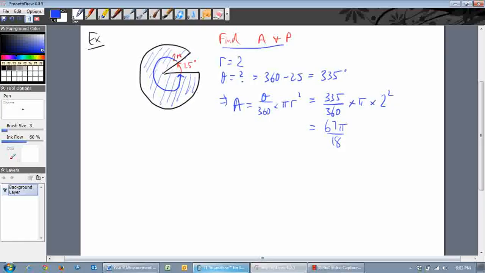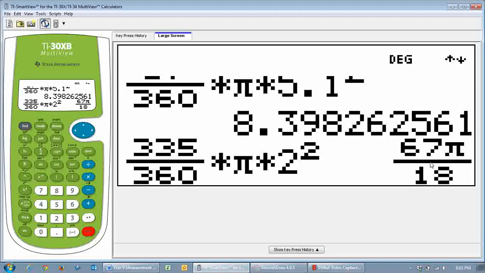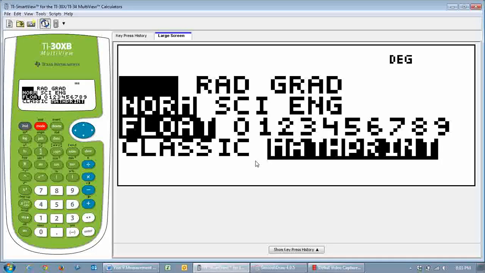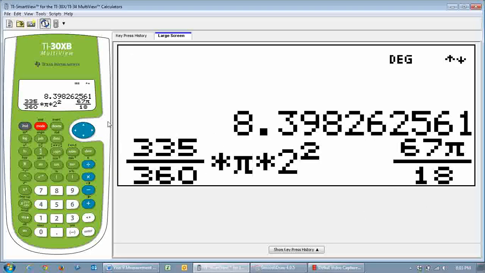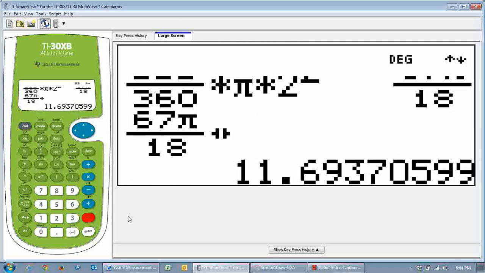Now your calculator, just to go back to this, when it can, will give it to you in exact form if it's in the right mode. Just check this: if it's in math print mode, which is what I would prefer you to have, then when it can, it'll show you in exact form, so in a fraction or a third or that sort of thing. If you're asked to find that in approximate, then you press this little double arrow key here, and that'll give you your answer of 11.69.